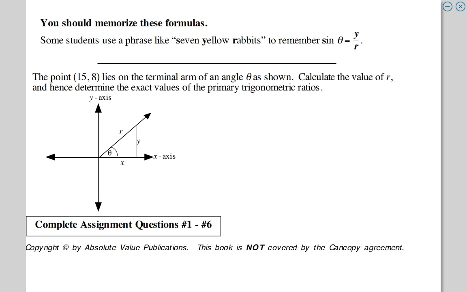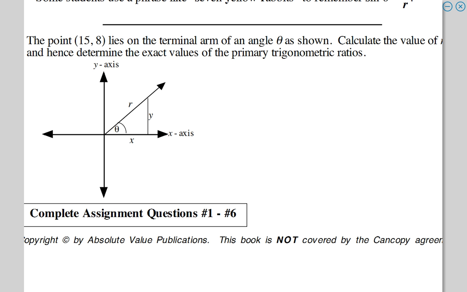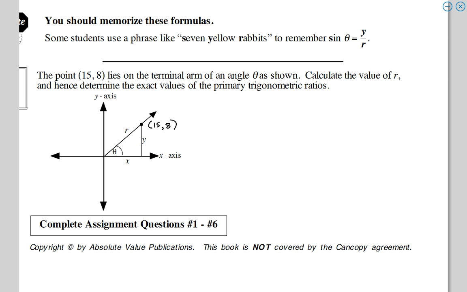Okay, this point is (15, 8), so it's 15 over and 8 up. Calculate the value of r. So that's typically always done first. Are you with us? Okay?